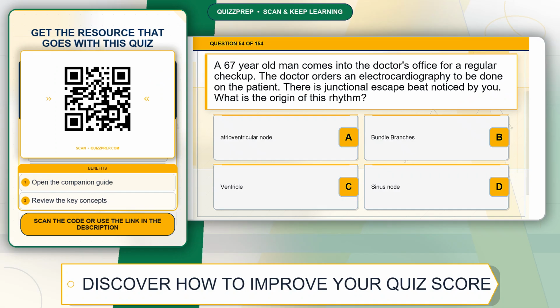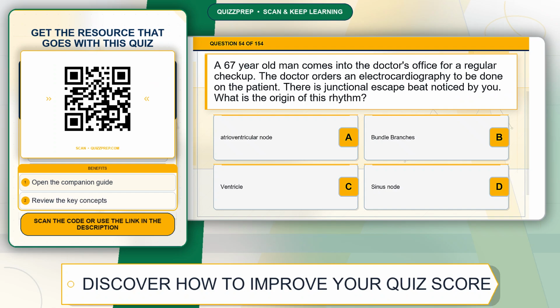Question 54. A 67-year-old man comes into the doctor's office for a regular checkup. The doctor orders an electrocardiography to be done on the patient. There is a junctional escape beat noticed by you. What is the origin of this rhythm? Option A, atrioventricular node. Option B, bundle branches.